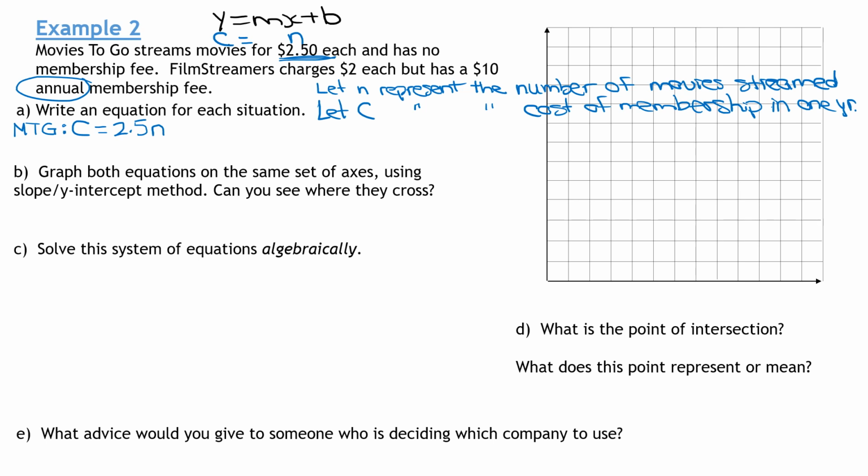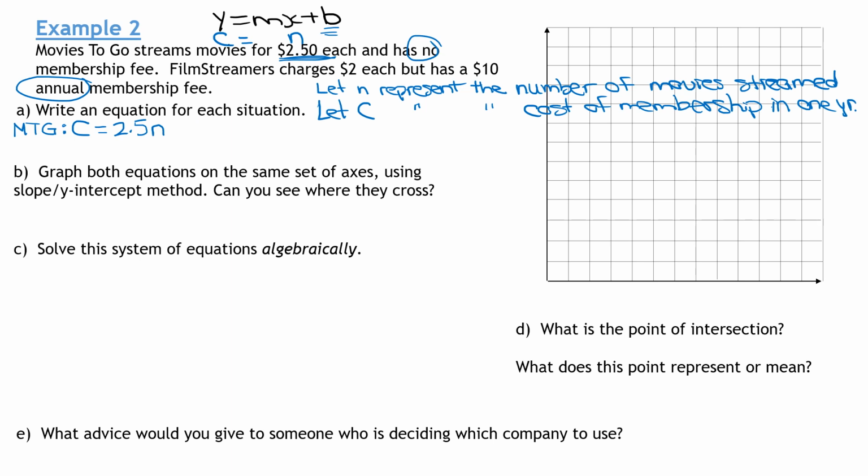Now what's our B value? What's our Y intercept for movies to go? Well, they have no membership fee. So this is an example of direct variation. You could put, if you want, a +0 out here. I'm going to erase this in a second. You don't need it because it's a 0. So, but there is no fixed cost. There's no membership fee that you pay once.